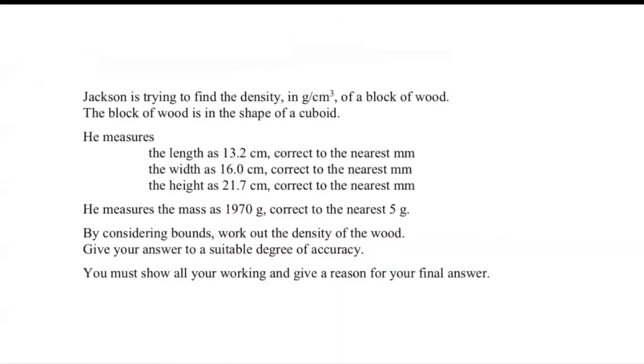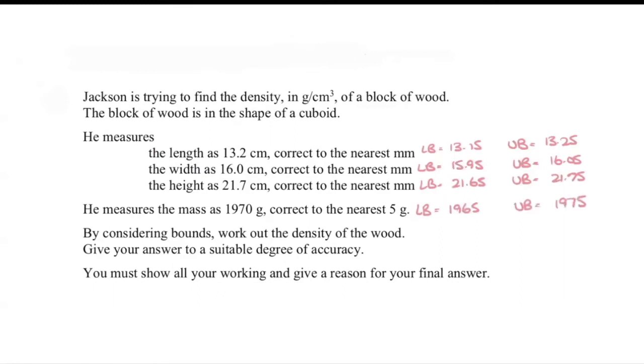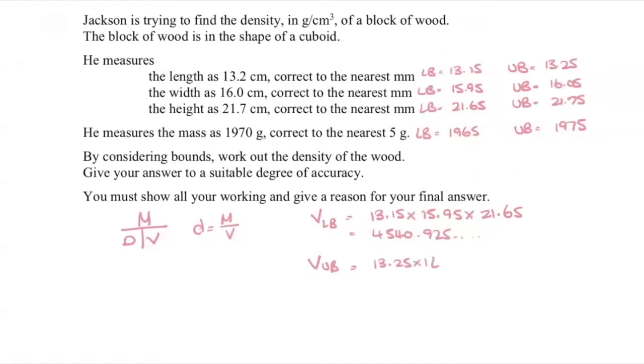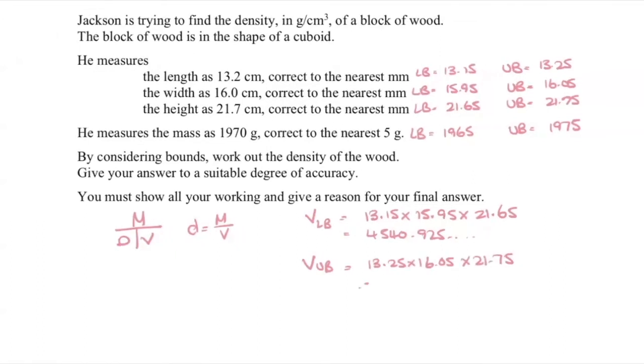Okay, so we have to consider bounds. The first thing we're going to need then are our lower and upper bounds for all 4 values that we've been given. The bounds that they want us to work out are for the density. So we're going to have to use our mass, density, volume formula and work on our lower bound for volume. Now, because everything is multiply, we can just take the lower bound of all those values to get the volume that's the lowest value. We're going to do exactly the same for finding the upper bound. Use all the upper bound values and you'll get the biggest possible result that we can get for the volume.